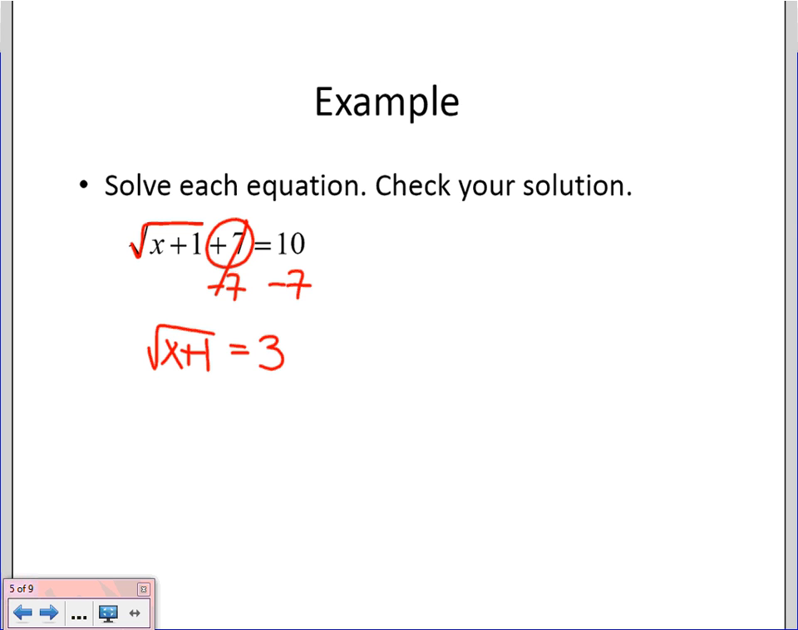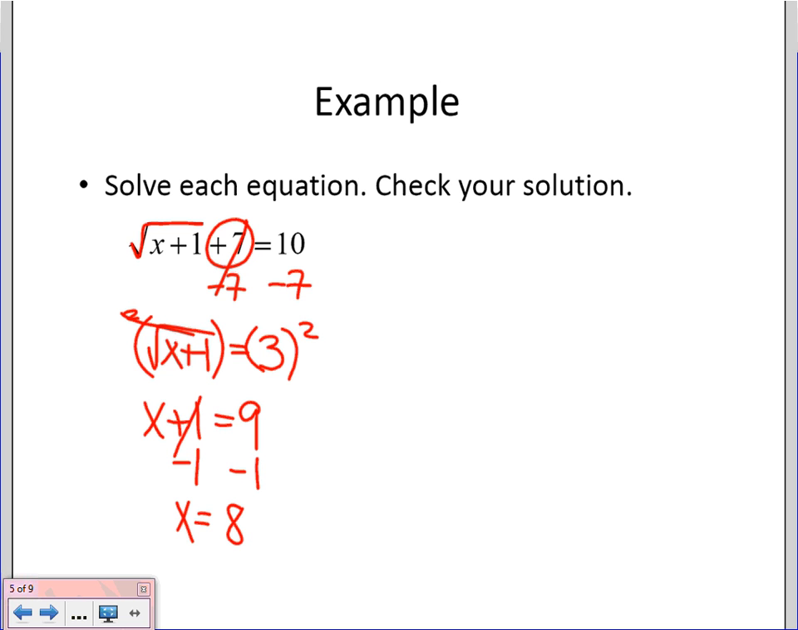Okay, now I have isolated my square root. I can't take anything out from underneath the square root because that would just be breaking rules. So right from here, I'm going to square both sides. Okay, so those eliminate. I have x plus 1 equals 9. I subtract 1 from both sides, and I have x equals 8.